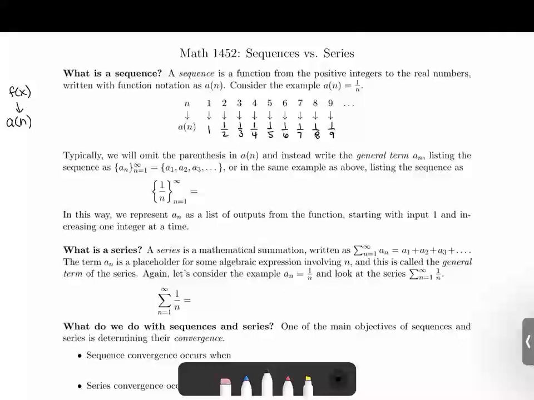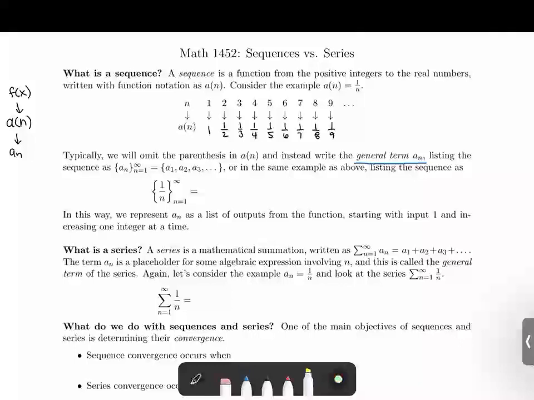Whenever we're looking at these sequences, oftentimes instead of including the parentheses, we're just going to make that a subscript and have this a sub n, and that's going to be called our general term. The other terms in the sequence are just going to be a sub 1, a sub 2, a sub 3, and those are specific terms where we plug in n equals 1, 2, 3, and so on.